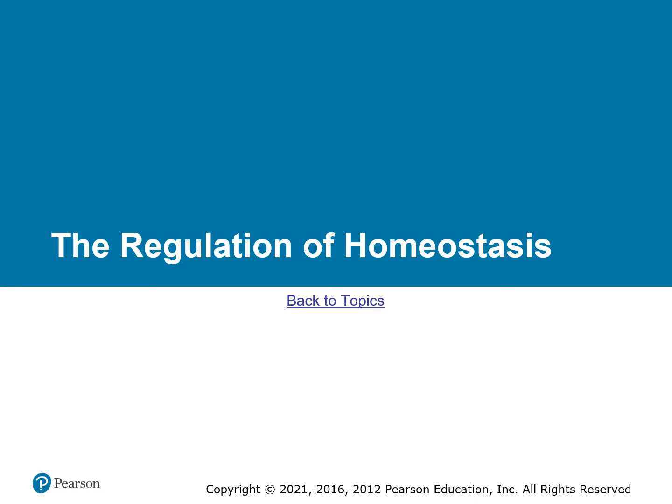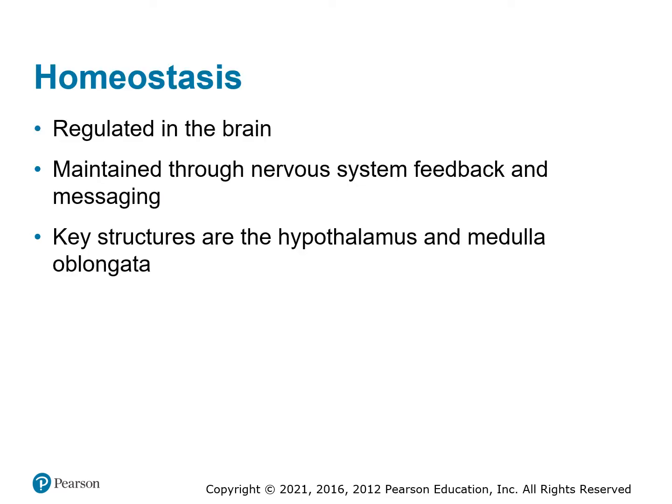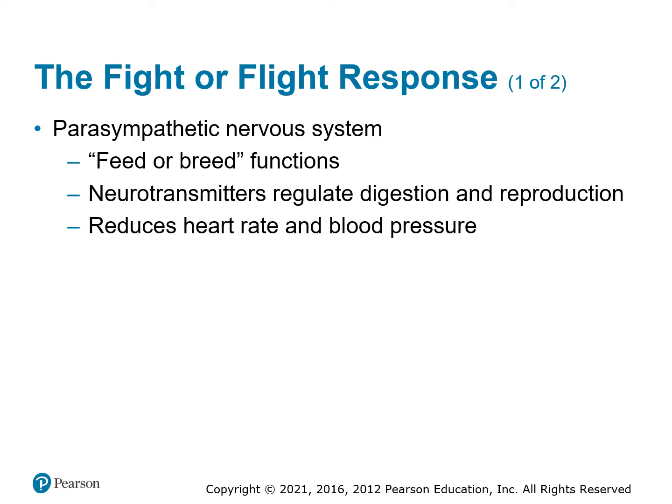So what we want to do is maintain homeostasis. Homeostasis is the happy place for the body. Everything works normal. The brain sends out signals that make sure your pulse is between 60 and 100. Your respiration is between 12 and 18 or 12 and 20. Keep everything nice and even. So the key structures, the hypothalamus and the medulla oblongata, are the ones that send out the hormones that keep everything nice and normal for us.